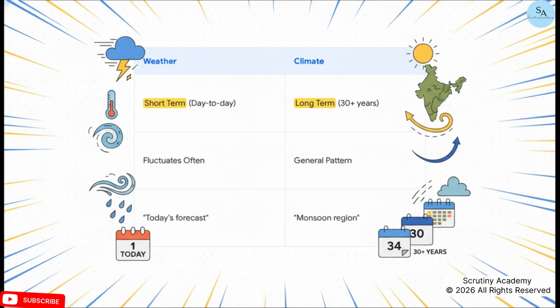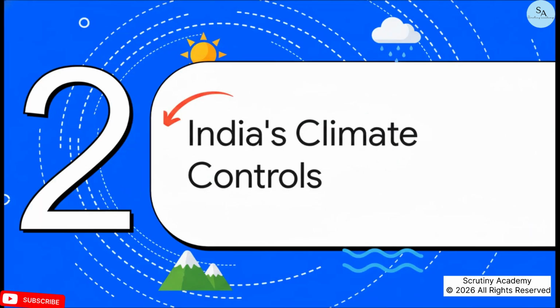So the most crucial difference here, and this is what you need to write in your exam, is the time frame. Simple as that. Today's forecast, that's weather. Calling India a monsoon region, well, that's because of its long-term climate. If you get that distinction, you've just bagged yourself an easy mark. Done. All right, let's move on to a super common 3-mark question.